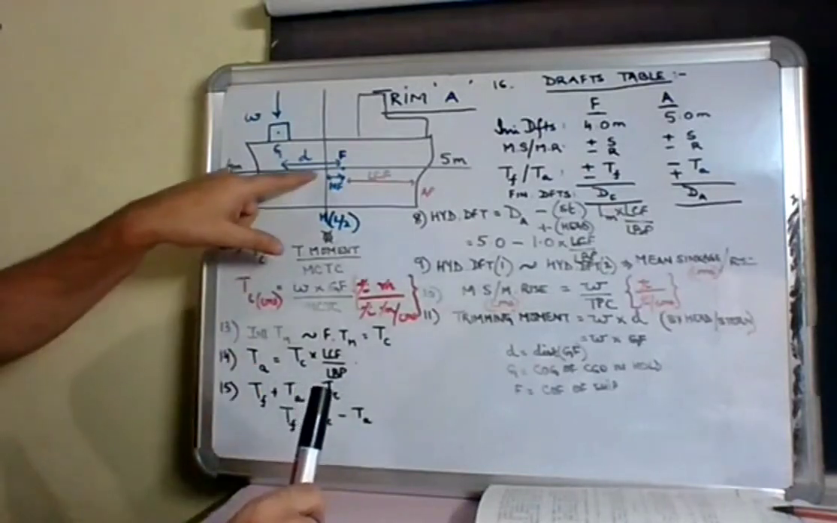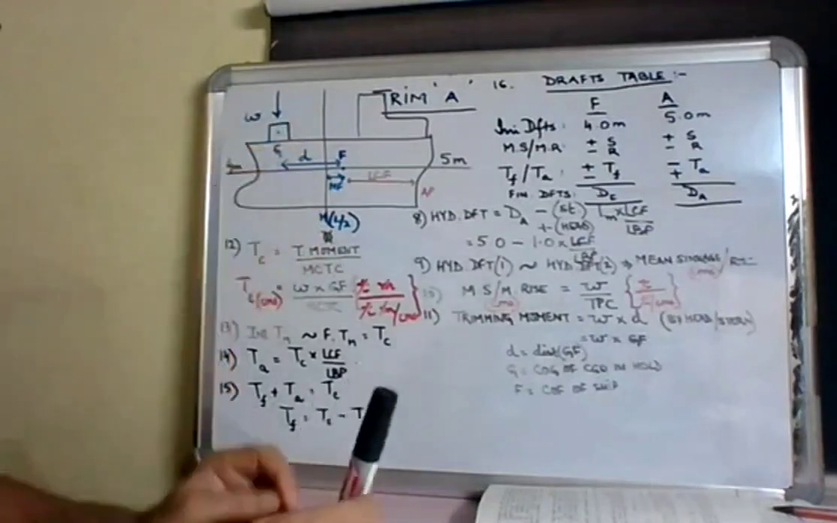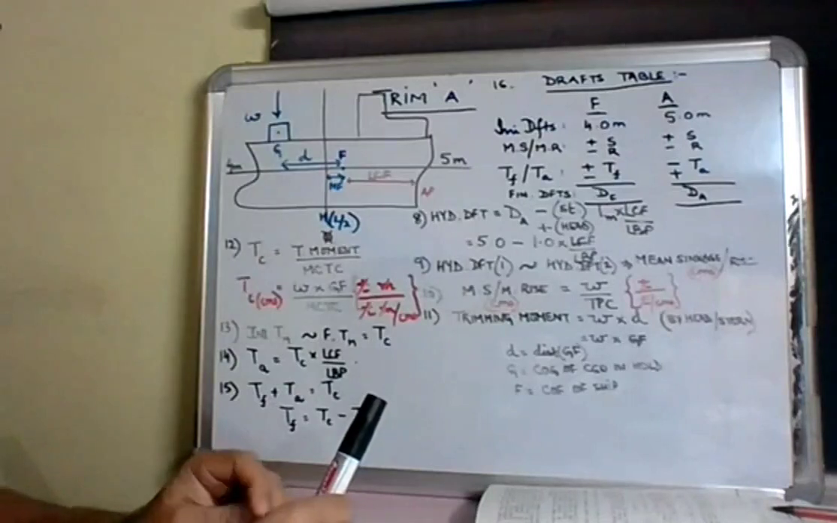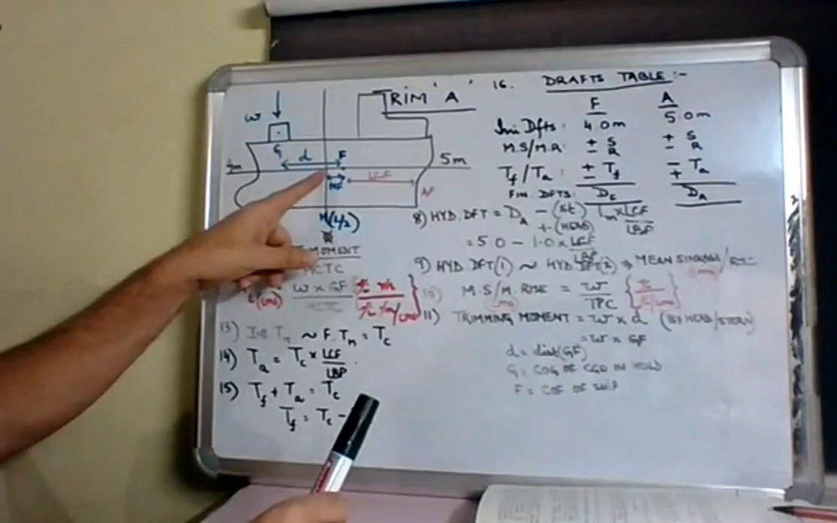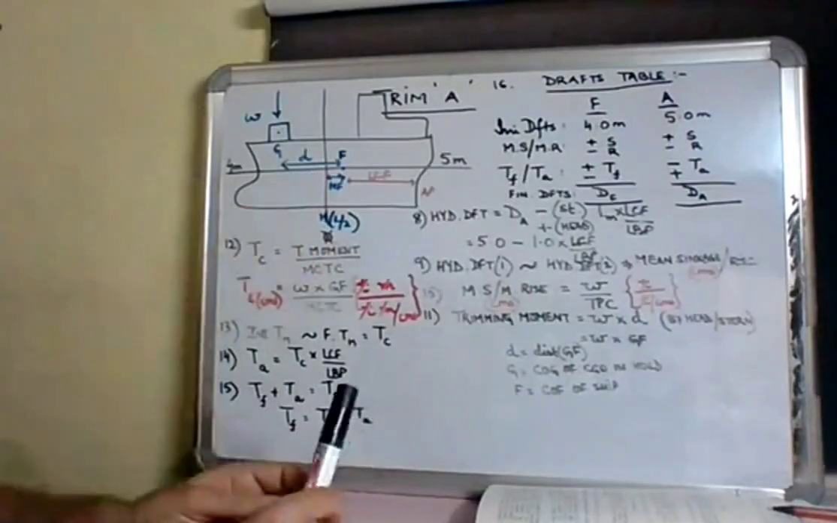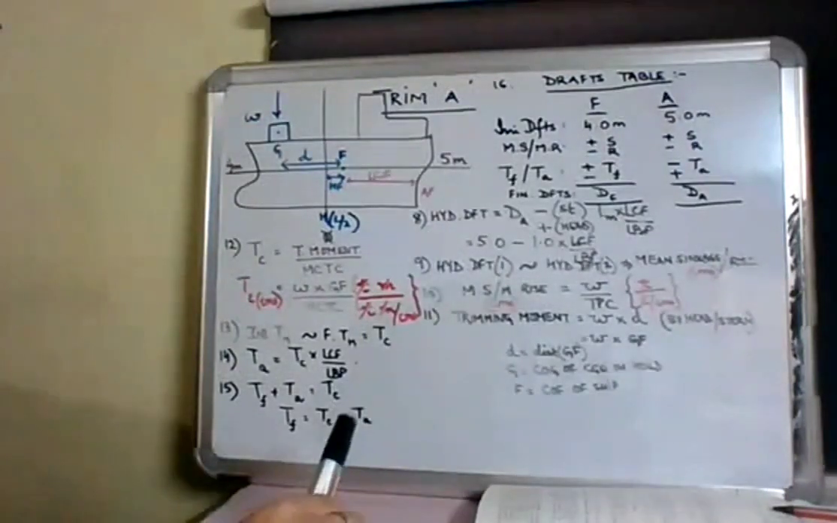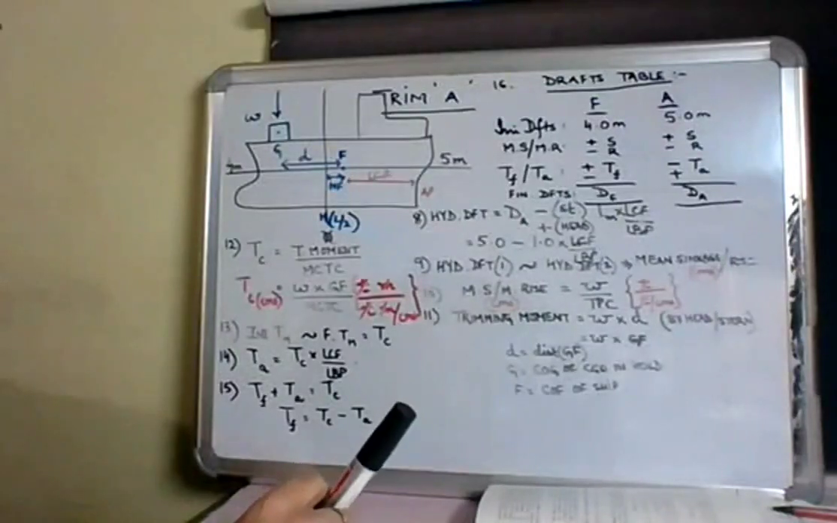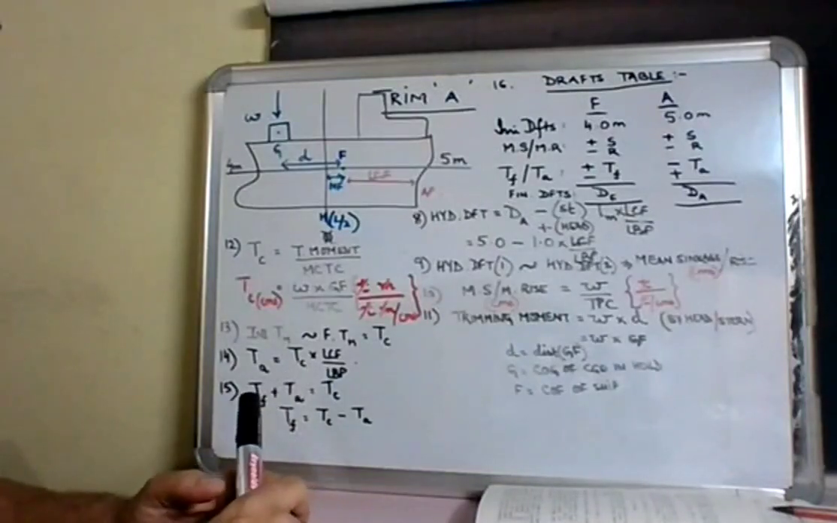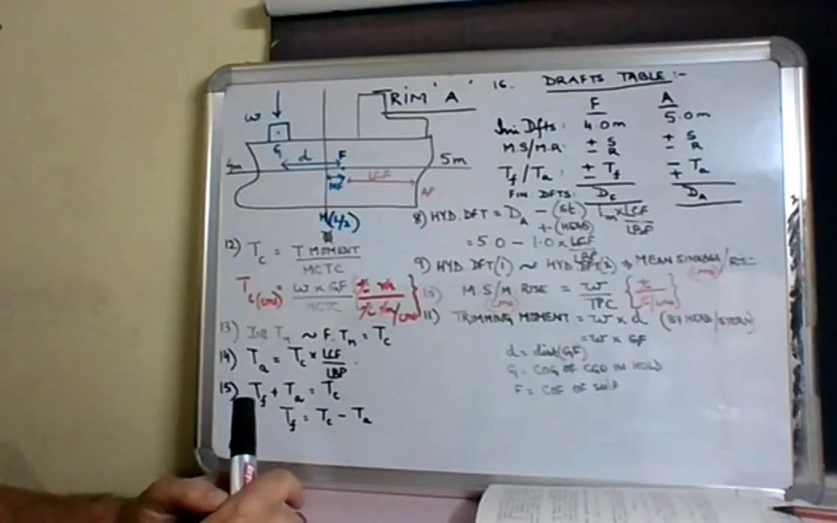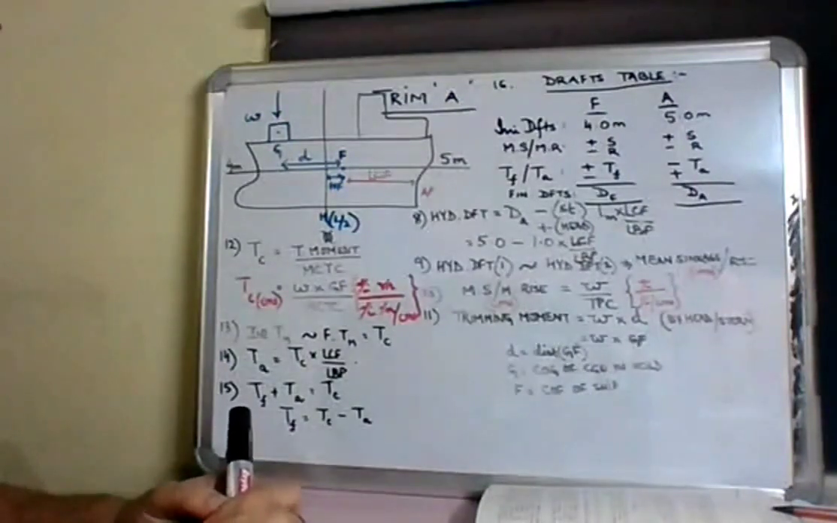Your mean draft will give you the draft at midship, not at the center of rotation. Your center of rotation is somewhere else. Your mean draft will give you the draft at H, but your center of rotation is located somewhere else. And your ship is long and wide and has a certain TPC. Is that okay? Yes, sir. Thank you.